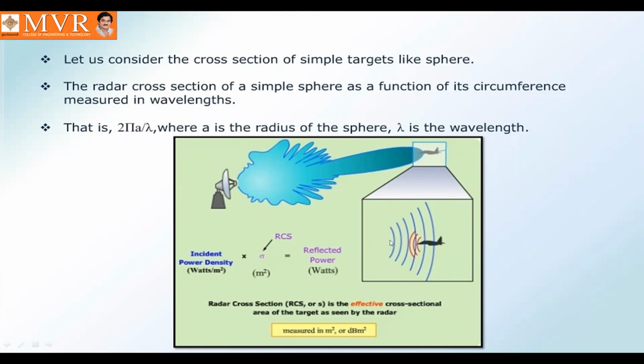The blue lines indicate the transmitter signal, and the red lines indicate the reflected signal. So clearly we have seen that the strength of the echo signal is very less when compared to the strength of the transmitter signal. So only a small part of the transmitter signal will be reflected back, and that is the RCS, the radar cross section, denoted by sigma.